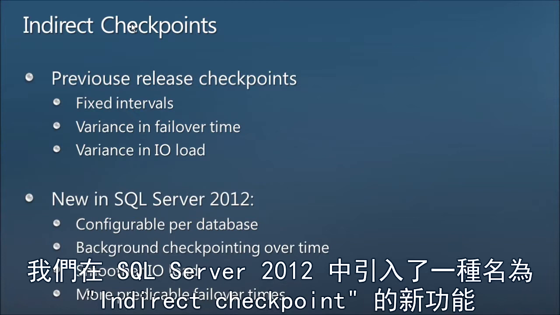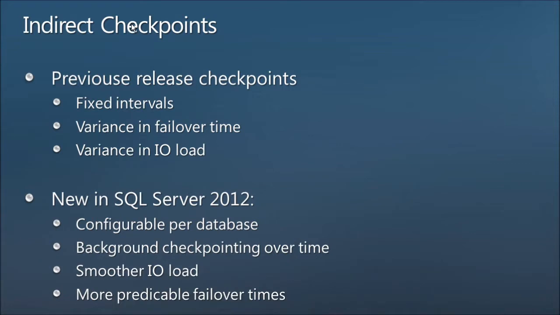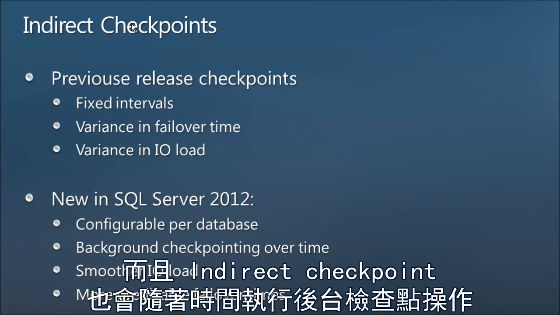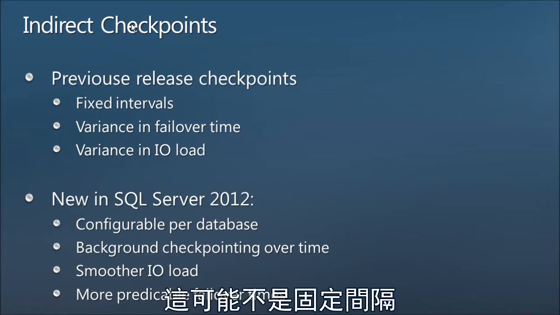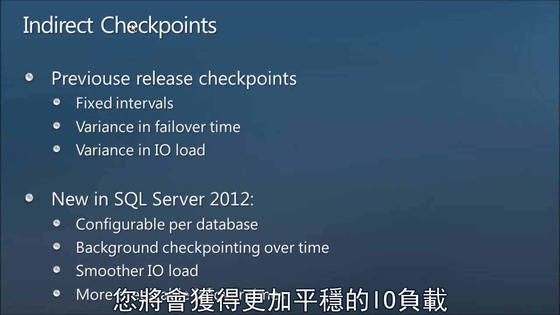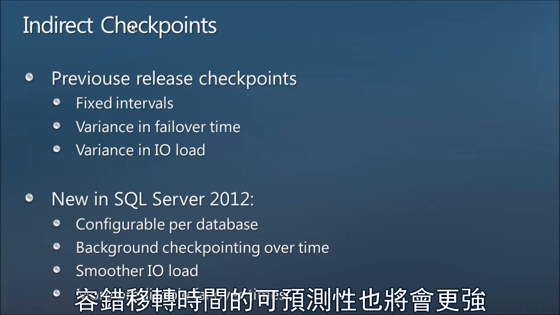In SQL Server 2012, we introduced a new feature called indirect checkpoints. You can configure for each of your user databases how you would like the checkpoint to behave. And also, indirect checkpoints will do background checkpointing over time. It's not like a fixed interval. So you will get a smoother I/O load. Also, the failover time will be more predictable.